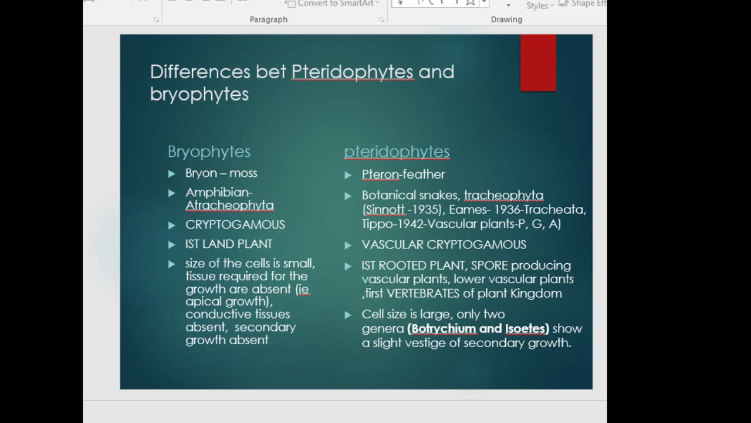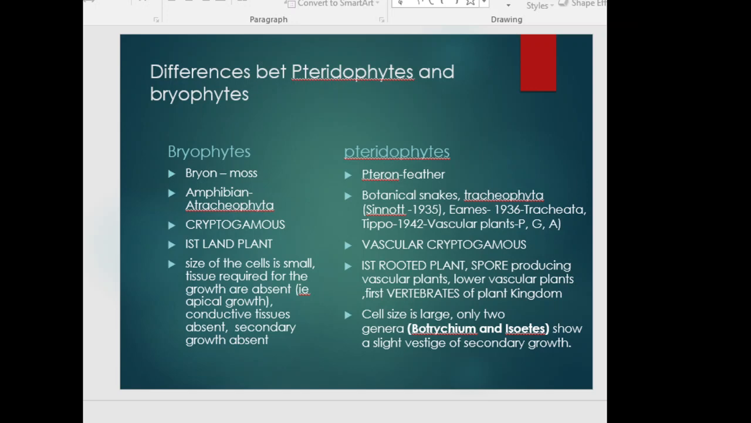I already told you xylem and phloem tissues appeared first time in the pteridophyta. In the bryophyta, the size of the cells is small and tissue required for growth are absent. Means there is no apical growth, conductive tissue is also absent, and secondary growth is also absent.